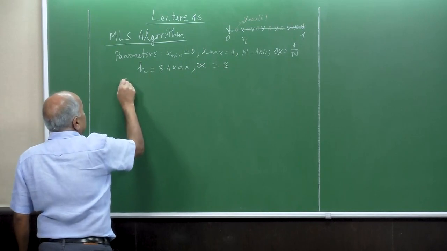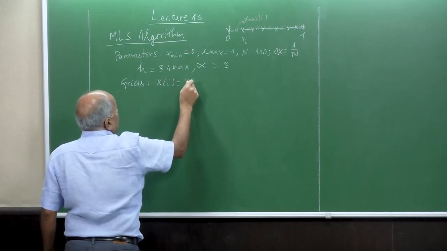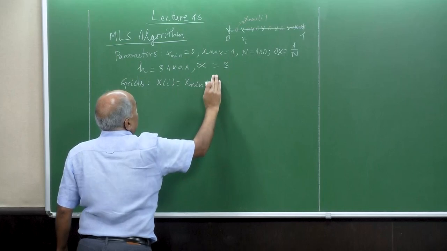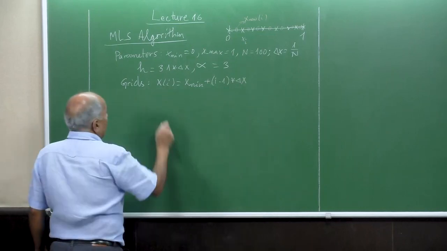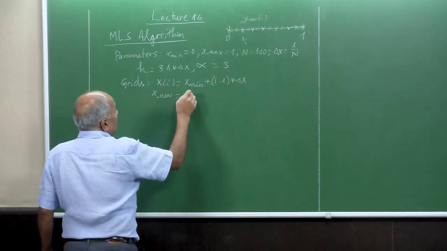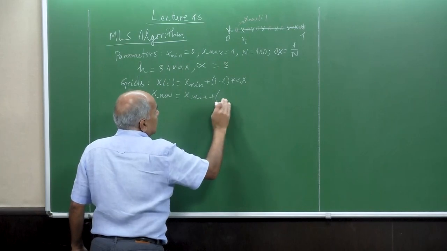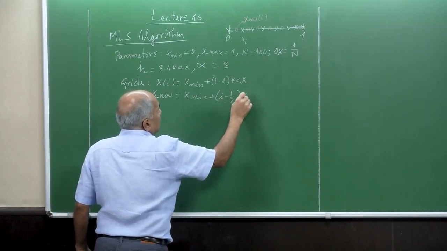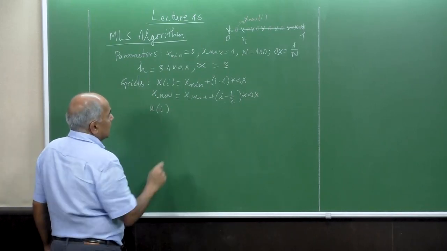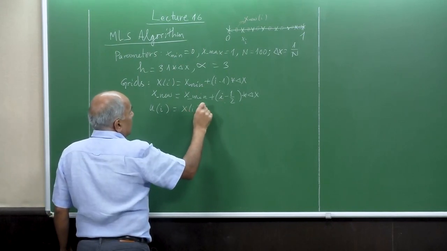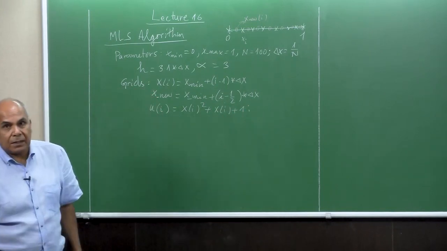So our grid points x of I is x min plus I minus 1 times delta x. Our x new is x min plus I minus half times delta x. Our u of I was x of I square plus x of I plus 1. We can take any other function. We'll try later.